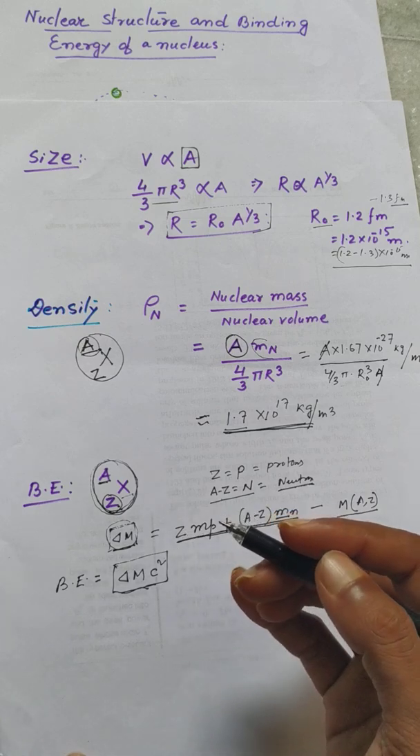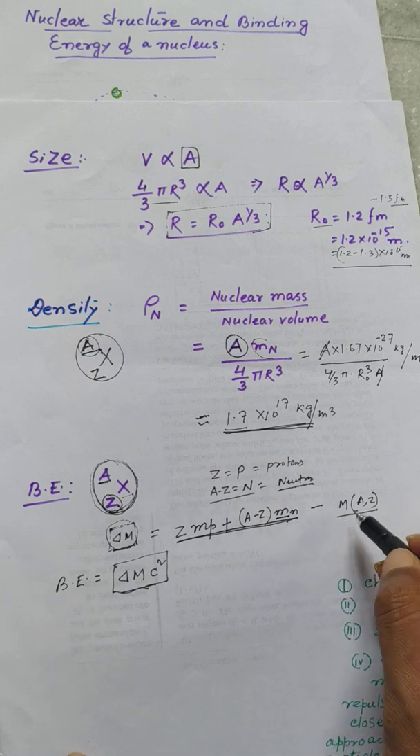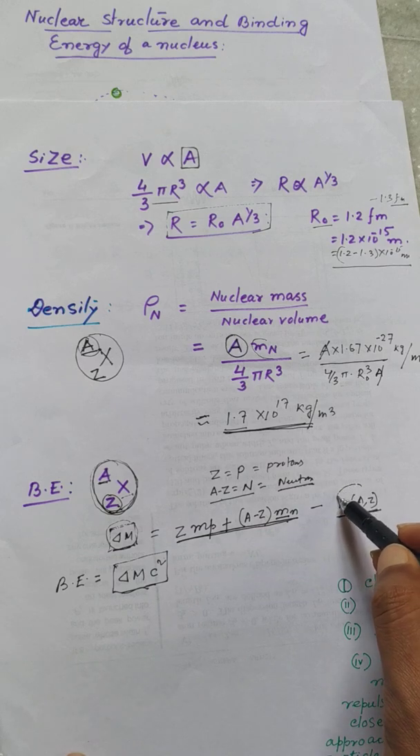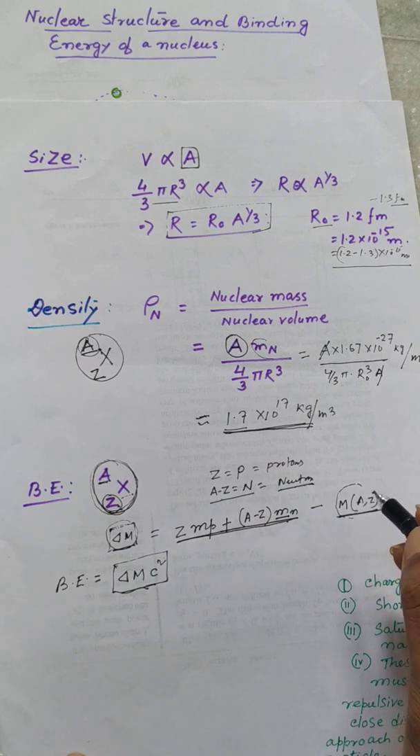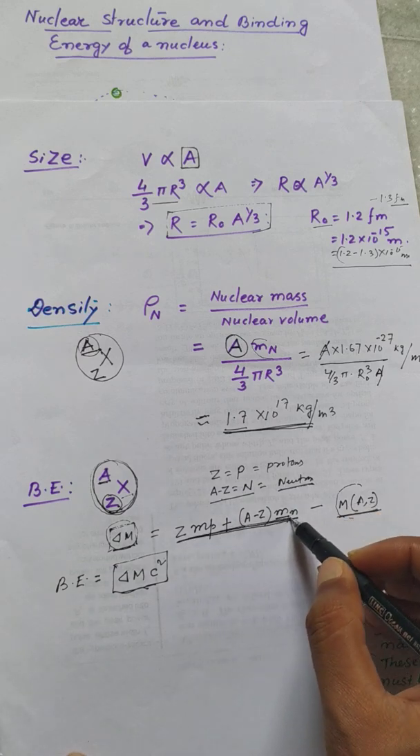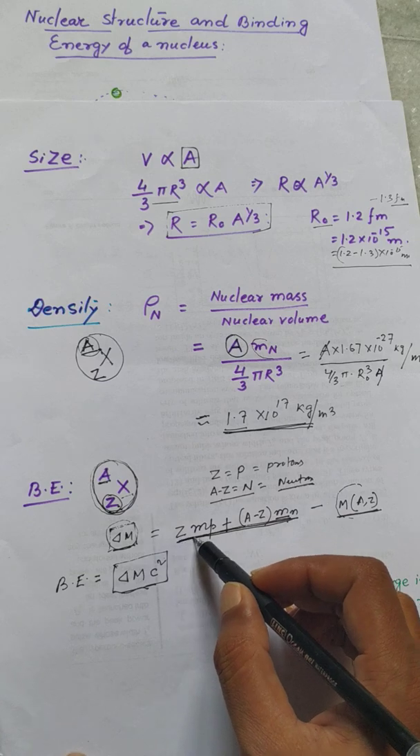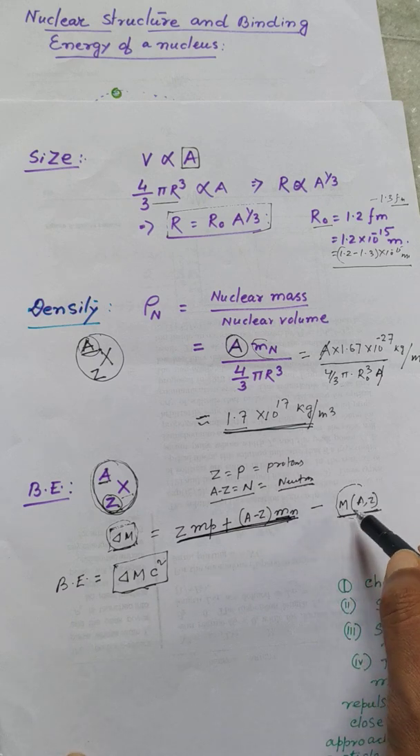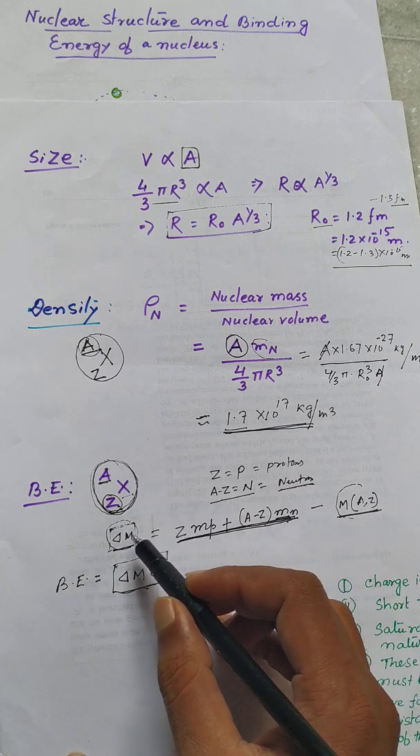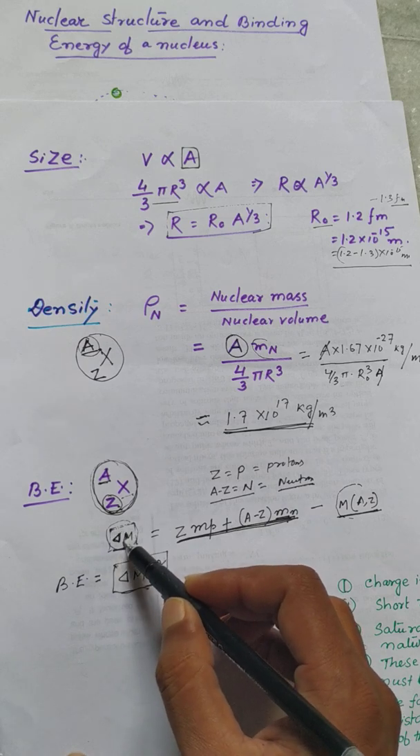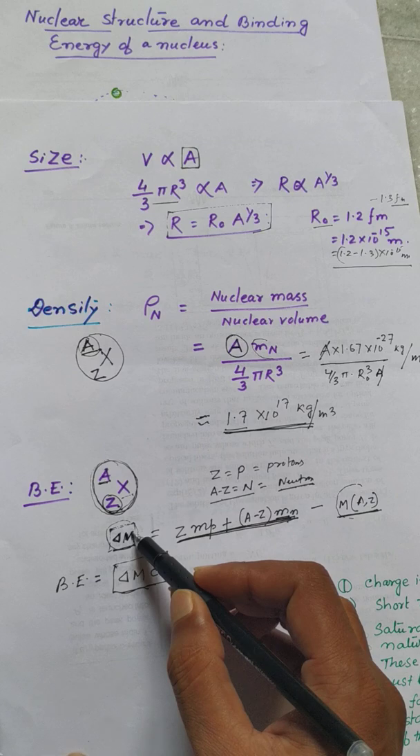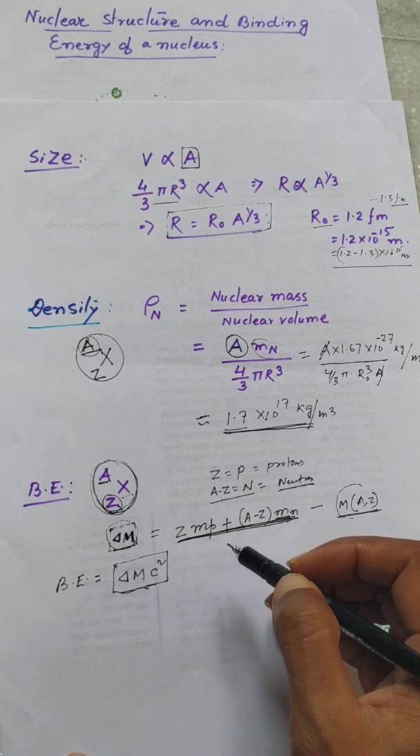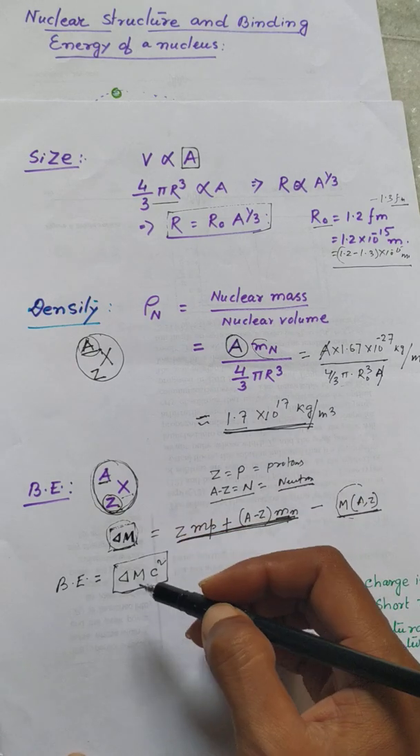But we found experimentally that the mass of the nucleus is mz, and the experimentally found mass of the nucleus is always smaller than the mass of the constituent particles. The difference between the mass of the constituent particles and the experimentally found mass of the nucleus is called mass defect, and this is a very important term, mass defect. This amount of mass disappears when the nucleus is formed by combining protons and neutrons.